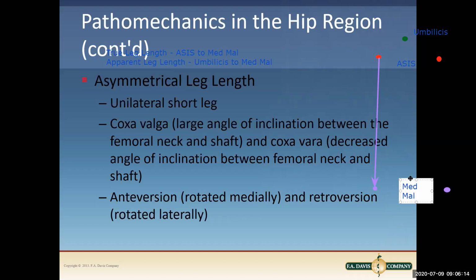Yeah, belly button. Good. So then we've got our medial malleoli down here. For true leg length, we are going to go from our ASIS down to our medial malleolus. That's going to tell us if the actual leg length is the problem, if it's the actual bones of the femur and the tibia that are the problem. For apparent leg length, we're going to go from the umbilicus down to that medial malleolus.